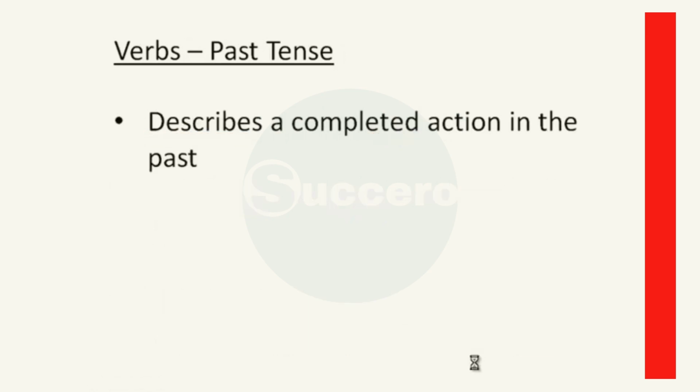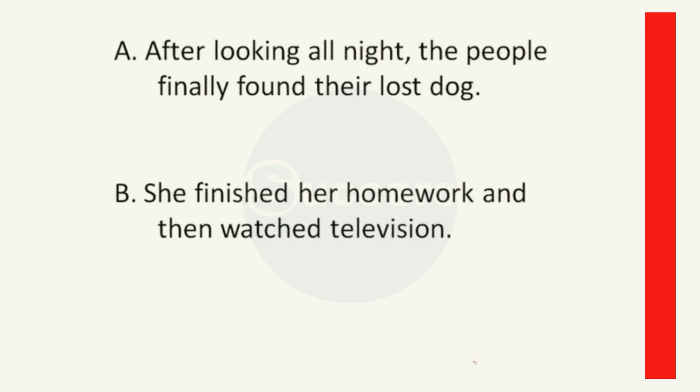Now, you can also use past tense to describe an action that has been completed in the past. So something that's finished, it's over, such as after looking all night, the people finally found their lost dog. So completed action, they found their dog. She finished her homework and then watched the television. Both of these are activities done in the past. They're finished. Therefore, you simply need -ed at the end, past tense.